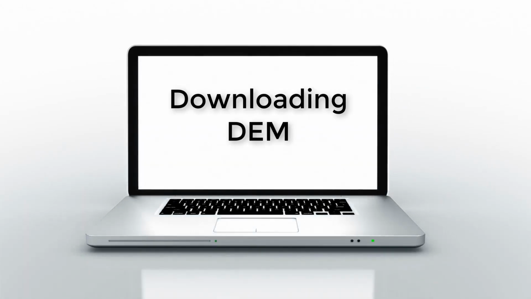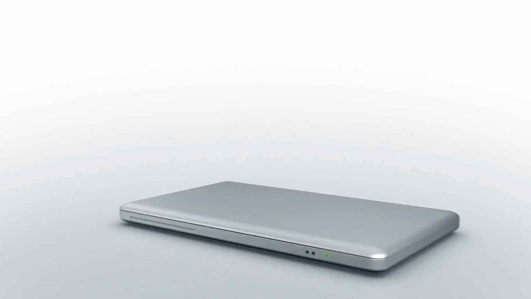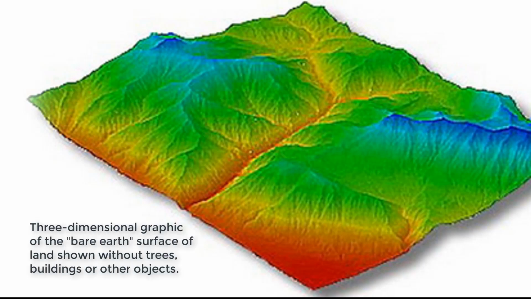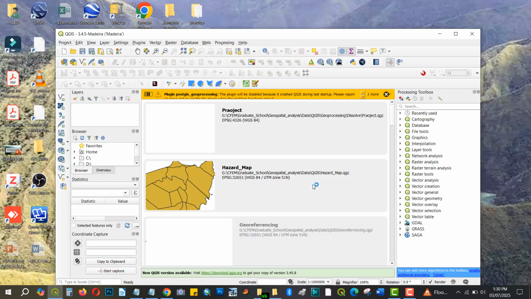This tutorial is all about downloading DEM using Shuttle Radar Topography Mission Data, or SRTM. According to NASA, DEM is a three-dimensional graphic of the bare Earth surface of land, shown without trees, buildings, or other objects. And in this exercise, we are going to use QGIS to extract the DEM of an assumed study area.